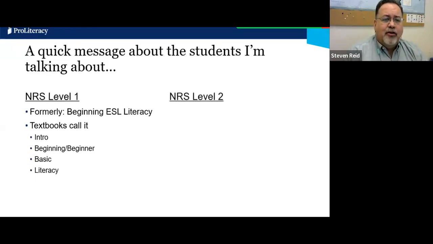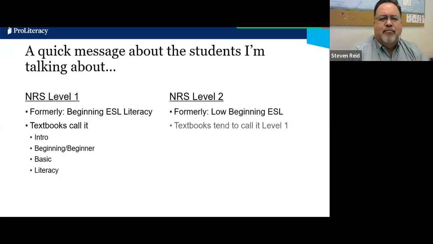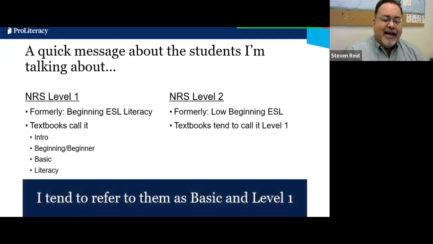And then we'll also be looking at NRS Level 2, which is that low beginning ESL in the previous names. Textbooks usually tend to call this Level 1. So what I tend to refer to them as are basic and Level 1. And sometimes you'll also hear the basic called like a level 0, like what's before a level 1. But in general, I will refer to them usually as basic for that NRS Level 1 and Level 1 because that's what the textbooks usually call them for that NRS Level 2.